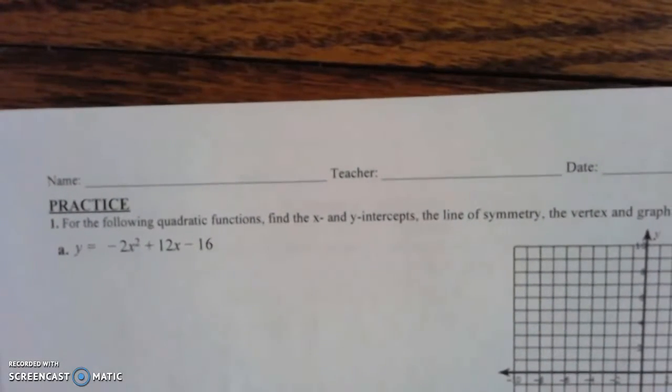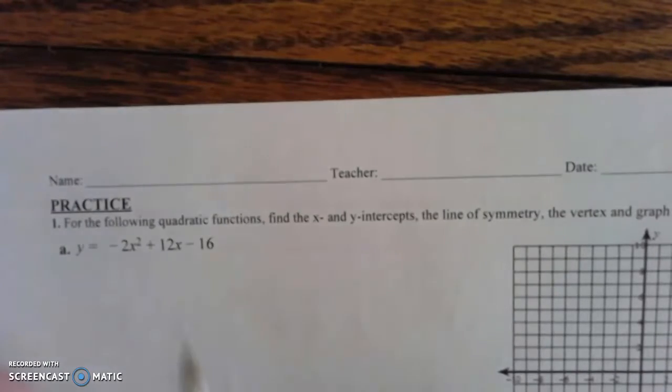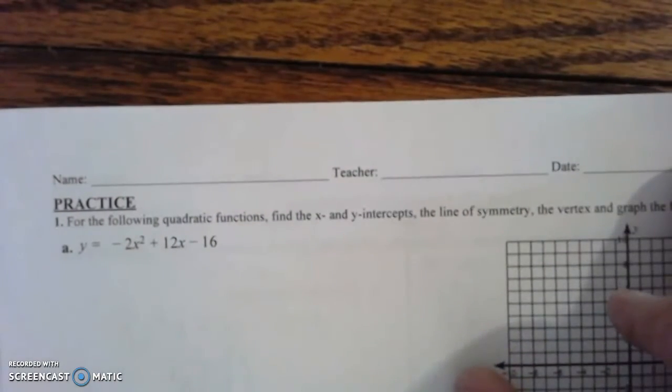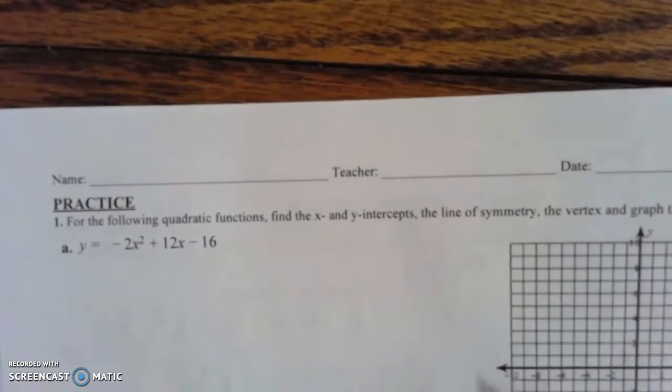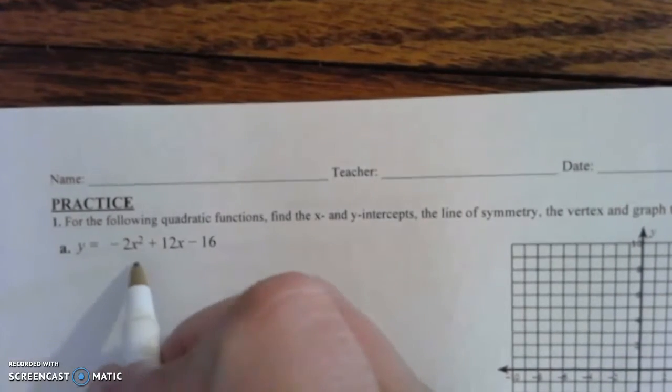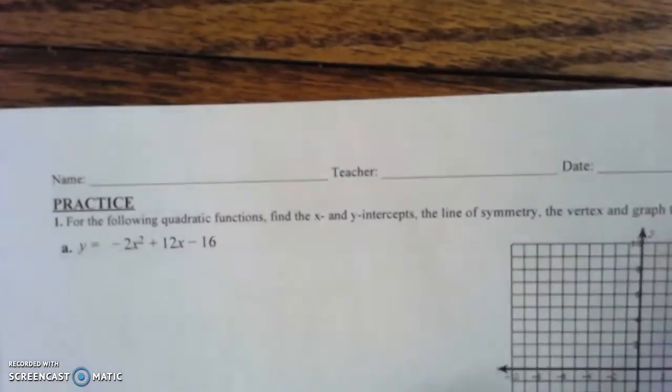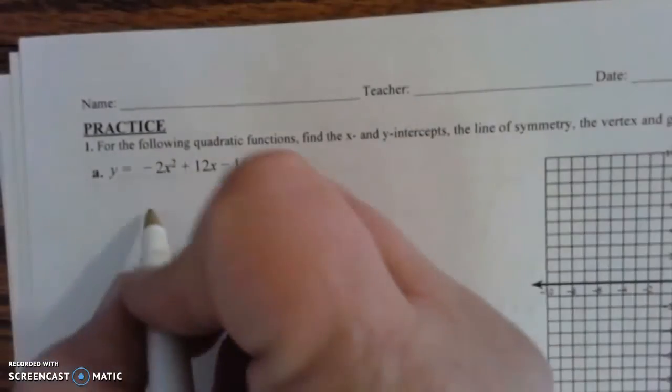Find the following quadratics. Find the x-intercepts, y-intercepts. In this problem, the easiest way is to put it in vertex form. Why do they do this hard problem first? And the other two are really easy. But I'm going to help you with this one.